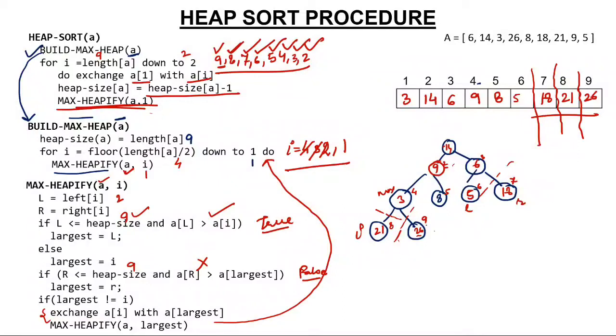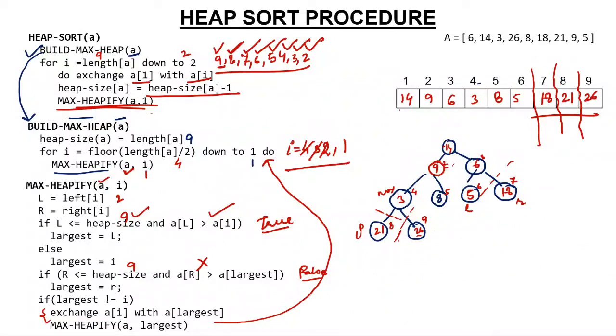So since there is no element after that, what will happen? I'll make the changes in the array. First is 14, second is 9, third is 6, then fourth is 3, fifth is 8, and sixth is 5. Fine. Okay, now you have to make the changes again.